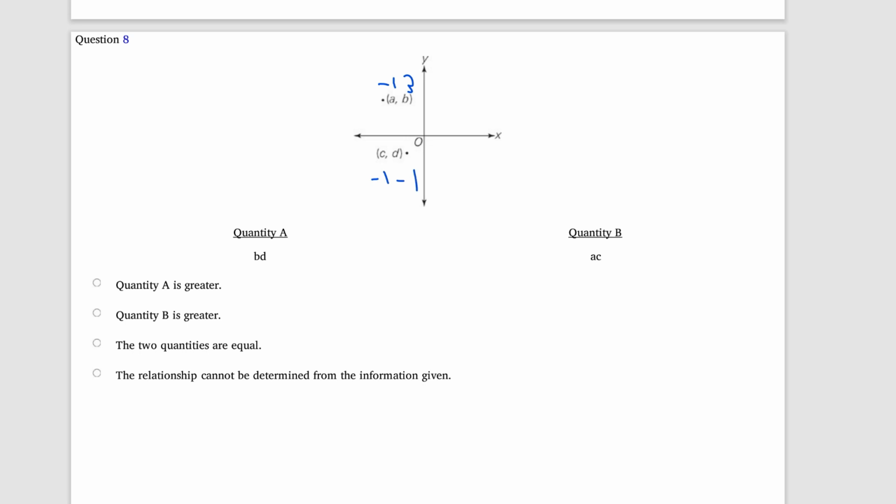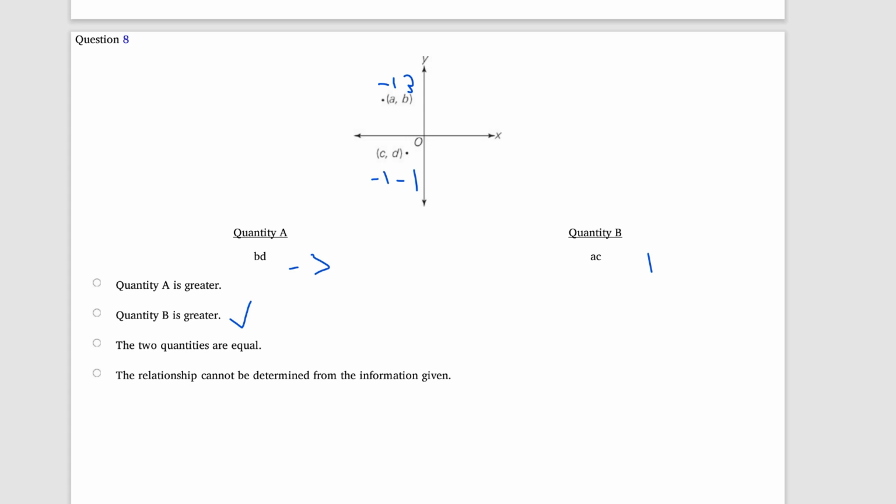Now let's work it out. BD, that is 3 times -1, that's -3. And AC, -1 times -1 is 1, which is positive, meaning quantity B is bigger. Now, if they'd both turned out to be negative, I would know the answer is D, because it depends on what numbers you pick. And yes, you can never trust a diagram.